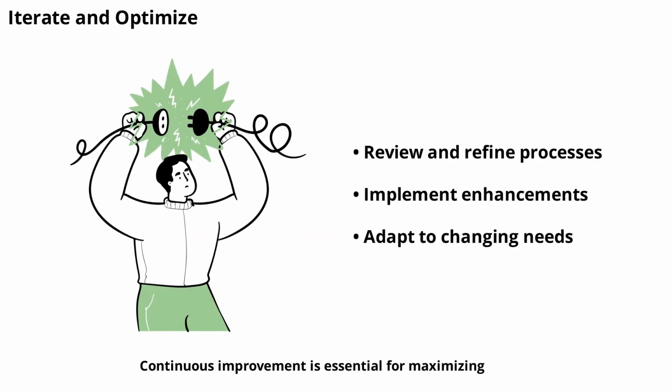Continuous improvement is essential for maximizing the value of your marketing automation software. Regularly review your processes, gather feedback, and implement enhancements. Iterative optimization ensures your platform evolves with your organization's needs and delivers sustained results.